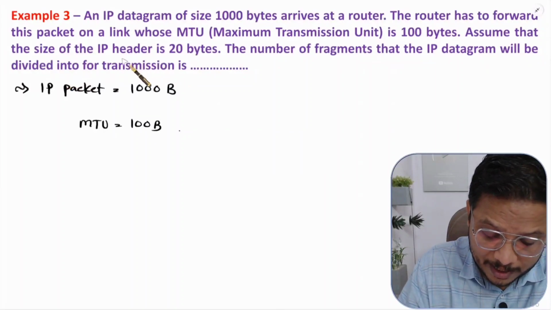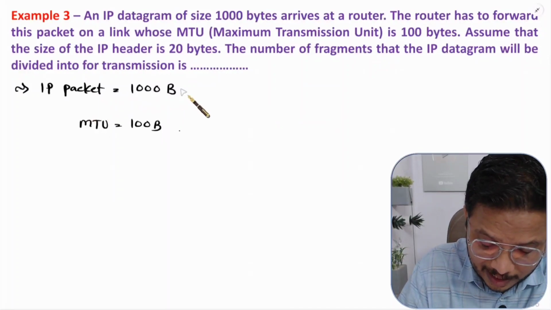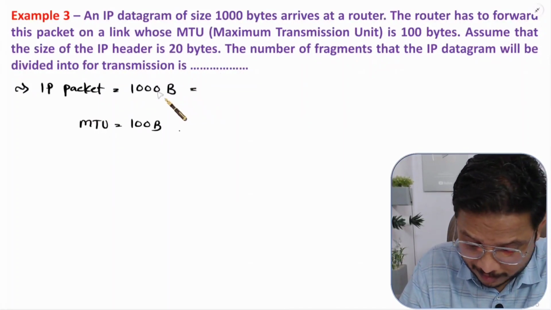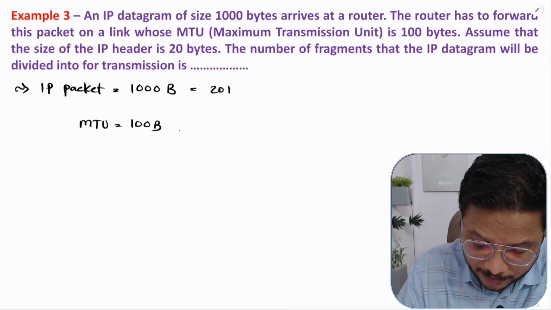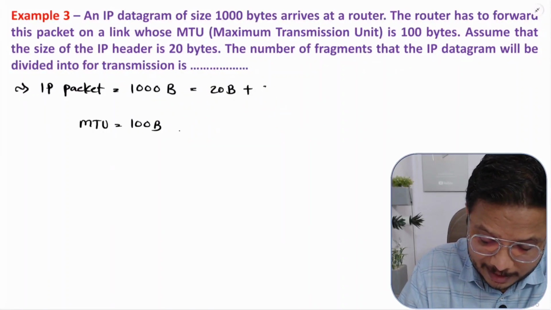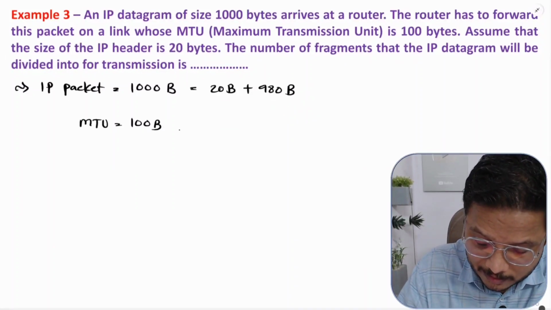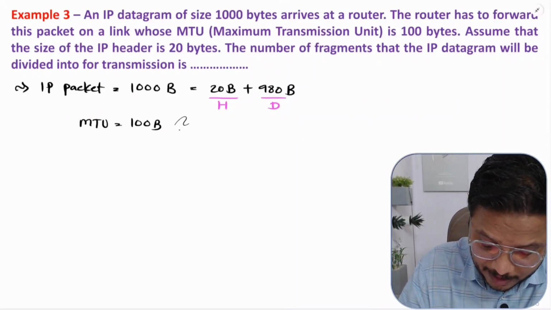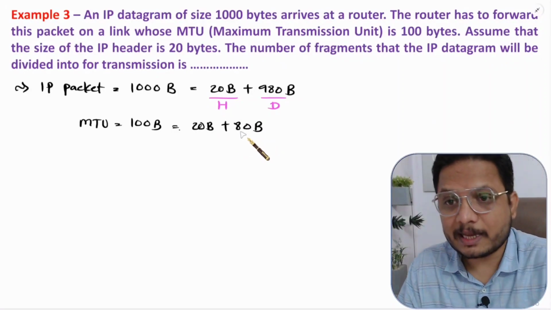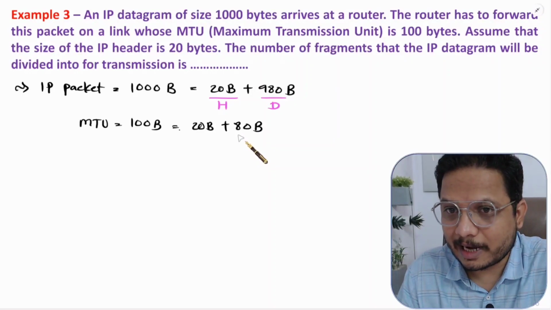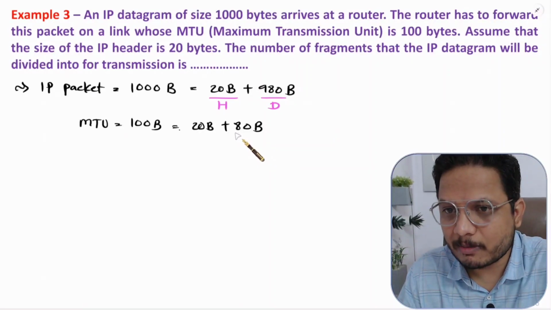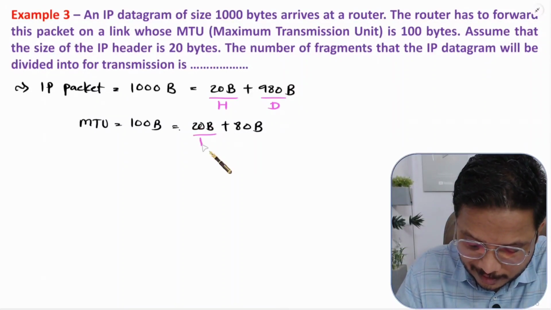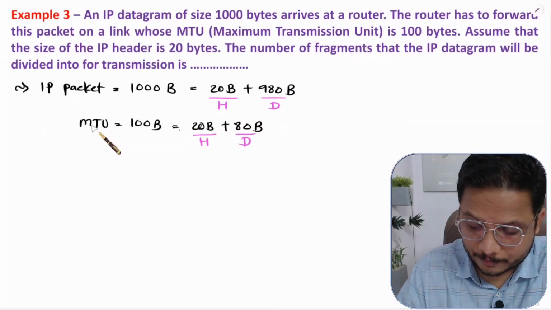Assume that the size of the IP header is 20 byte. So as 20 byte of IP header is there, obviously with the IP packet also this header will be there. So 20 byte of header, and subtract 20, so that will be 980 byte, right? So this is for header, this is for data which is there with the IP packet. Similarly with MTU, 20 byte of header will be there plus 80 byte of data. But see, 80 should be divisible by 8, right? I have told you that. So obviously 80 is divisible by 8. So here you can say this is header and this is data for MTU.